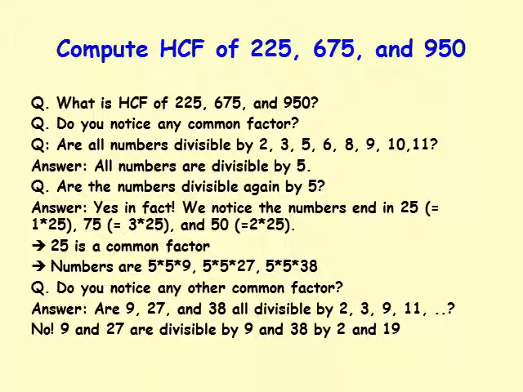Are 9 and 27 divisible by any of these numbers: 2, 3, 9, 11, etc.? 9 and 27 are divisible by 9. Their digit sums are both 9. And 38 is an even number, divisible by 2 and 19. So it is not a common factor for all of the numbers.